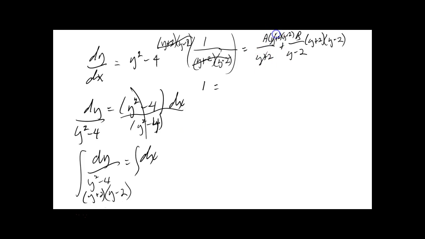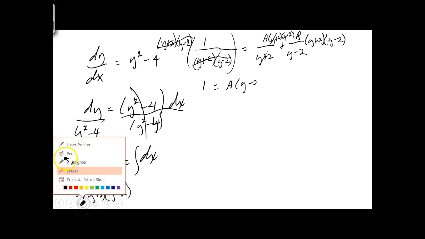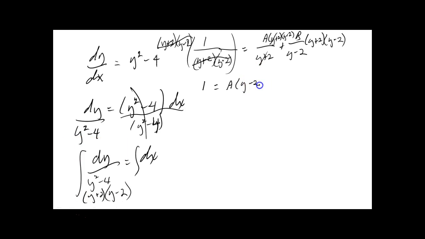Here, the y plus 2's go away, and you're left with a times y minus 2, sorry. And here, the y minus 2's go away, and that leaves you with b times y plus 2. Now, you've got to figure out what your a and b are.